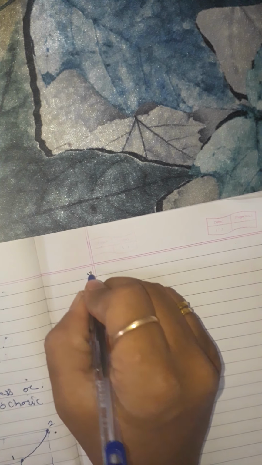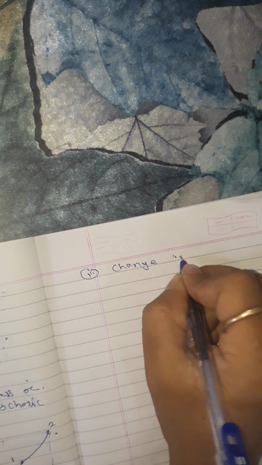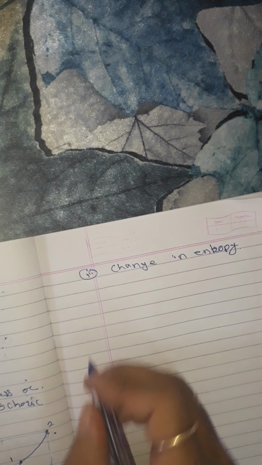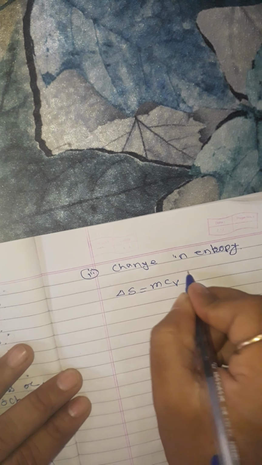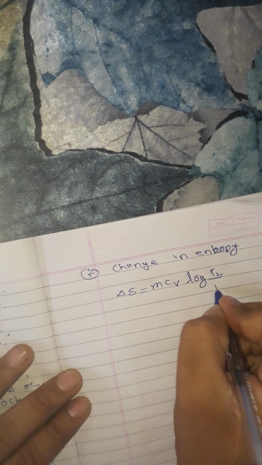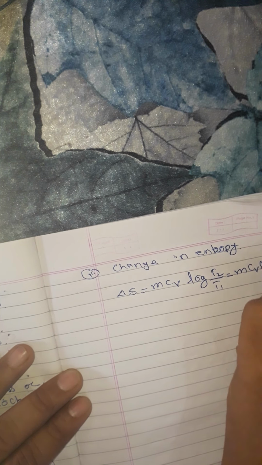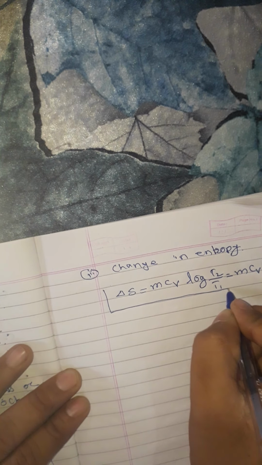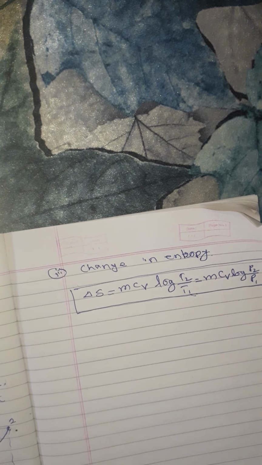Okay, next, third point, change in entropy. The change in entropy delta S is equal to m Cv log T2 upon T1, or is equal to m Cv log P2 upon P1. This is the formula for change in entropy. Got it? This is all about the constant volume process.